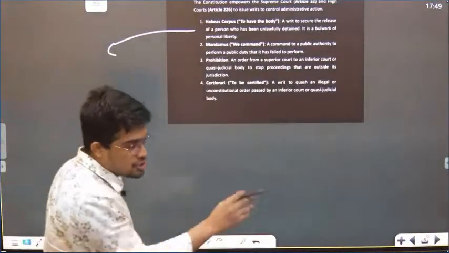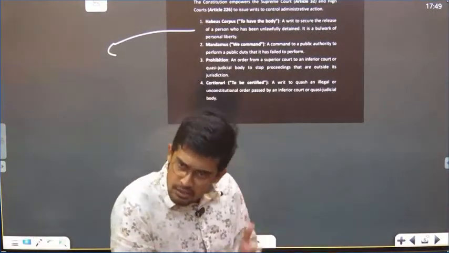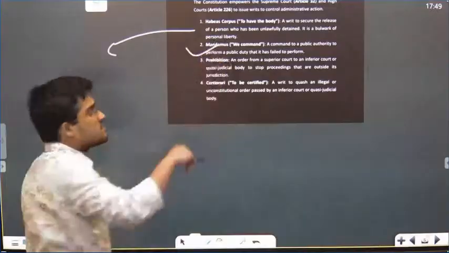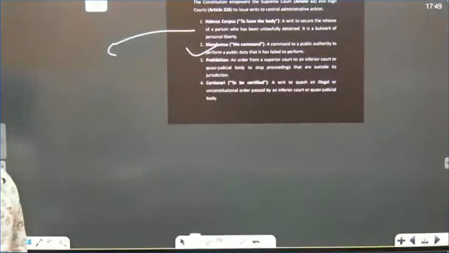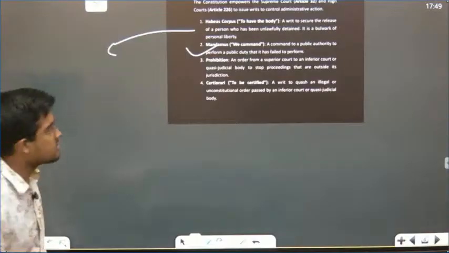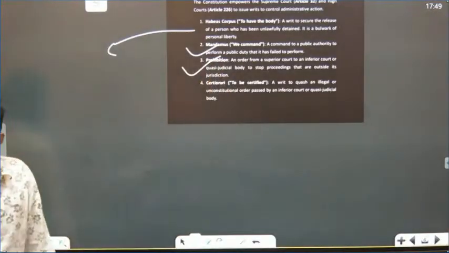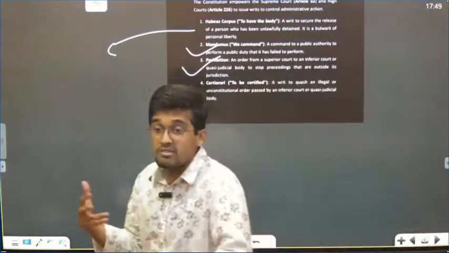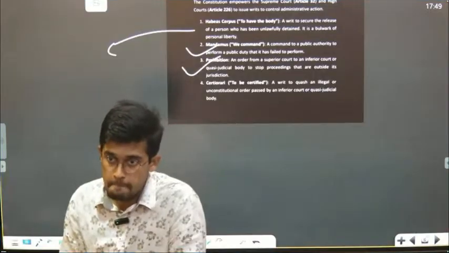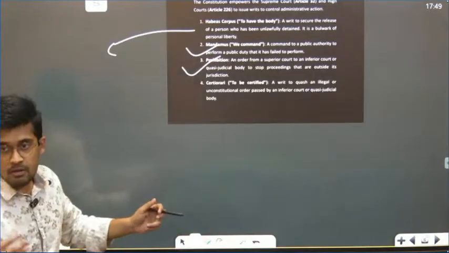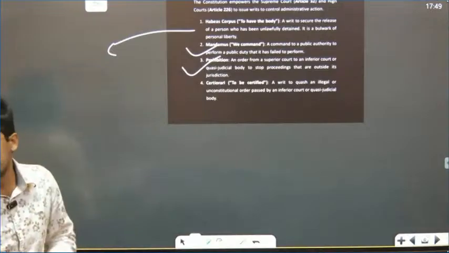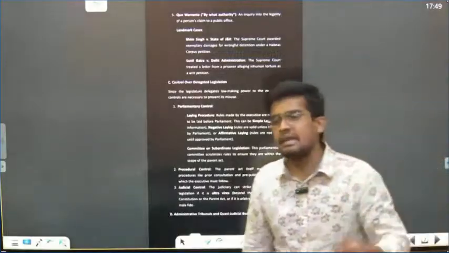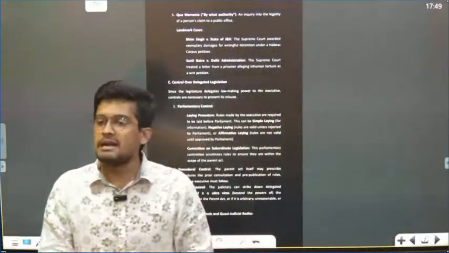Now, how does the judiciary control the administration? Similar to what we studied in accountability and control. Habeas corpus is used. Mandamus is used, where the judiciary commands the public authority to carry out certain functions. Prohibition is used to stop a particular court or a quasi-judicial body, a tribunal, from acting or hearing a case, because that is not their jurisdiction. Similarly, certiorari, that means to quash an illegal judgment given by the administrative tribunal.